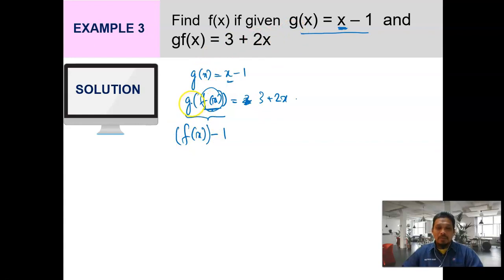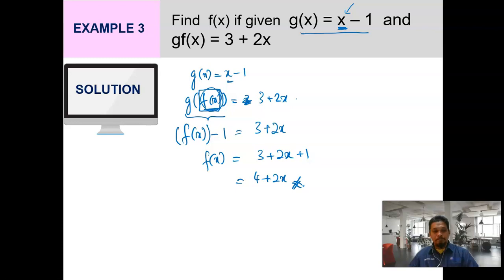Again, recall the composite function g of f of x is where we substitute the function f of x into x of the function g. So now it becomes f of x minus 1. And g of f of x given here is 3 plus 2x. So then f of x equals 3 plus 2x, negative 1 brought to the other side becomes positive, plus 1. So 3 plus 1 equals 4 plus 2x. That's it.